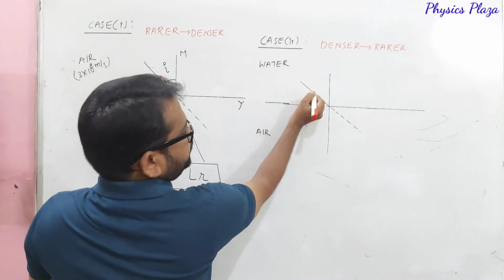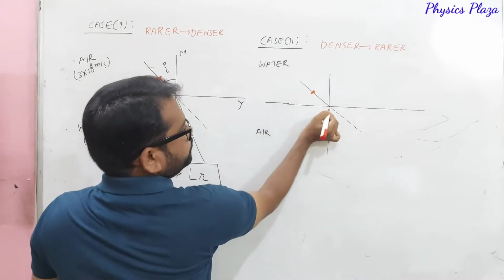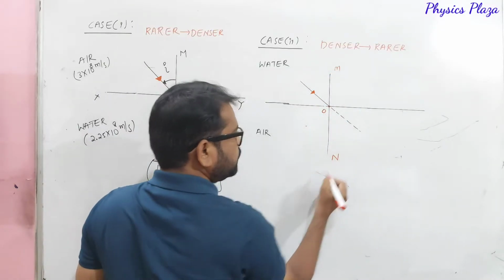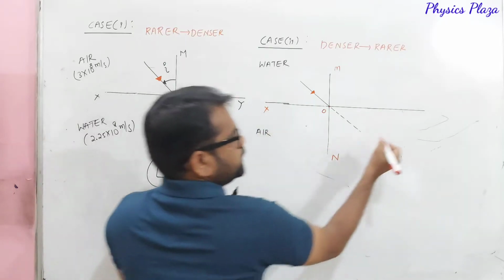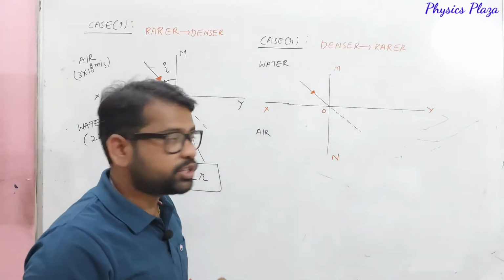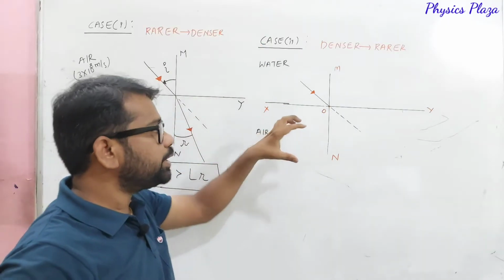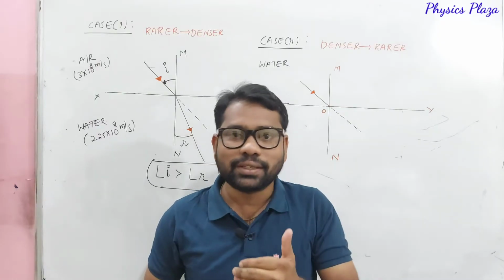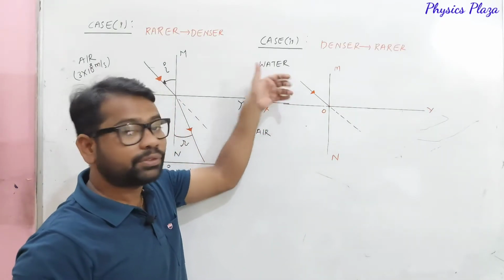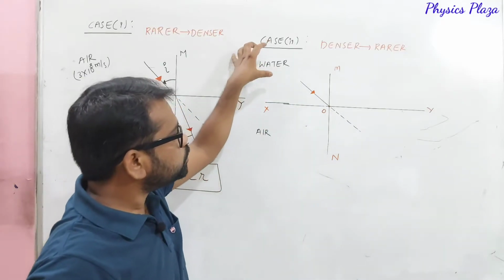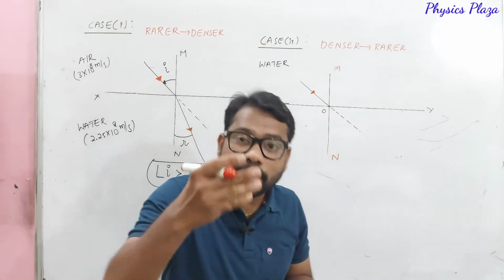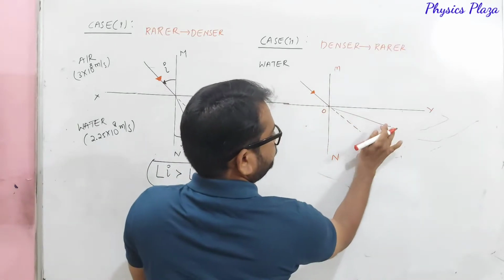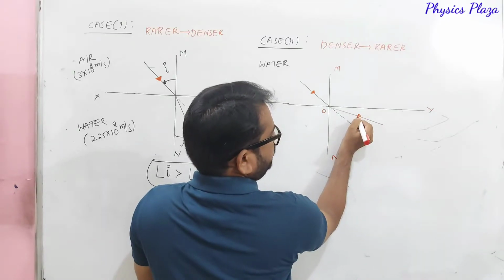Now look here. This is the incident ray, and this is the point of incidence. As usual, MN is the normal drawn, and XY is the interface between the two media. Now dear children, as light is moving from denser to rarer medium, it speeds up, because we know that in a rarer medium light travels faster, and air is a rarer medium when compared with water. So whenever light moves from denser to rarer medium, light speeds up, due to which it moves away from the normal, like this.